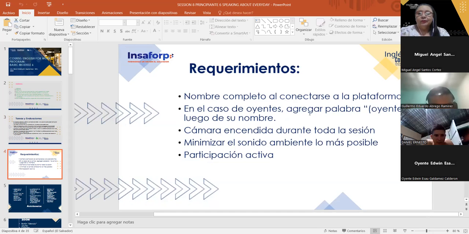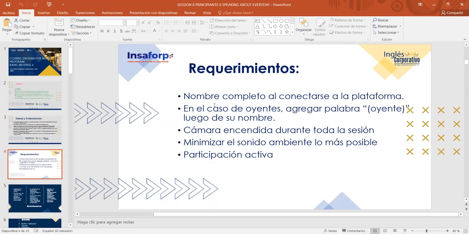And then we have here the requirements that you already know. Thank you, everyone, for writing your names when you connect to the platform. And some of you write, when you are listeners, the word oyentes. It is expected that you have the camera on, okay? And you have to minimize the sound. It is about your microphone. It is advisable to have it off because every sound is recorded, and obviously active participation, yeah? Because that is the way it works. If you don't speak, when are you going to speak? If you don't write, when are you going to practice your grammar?